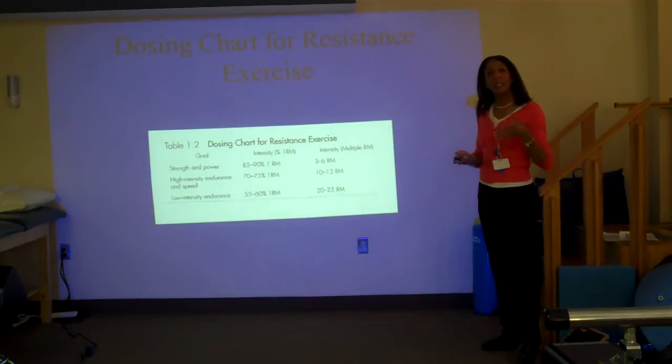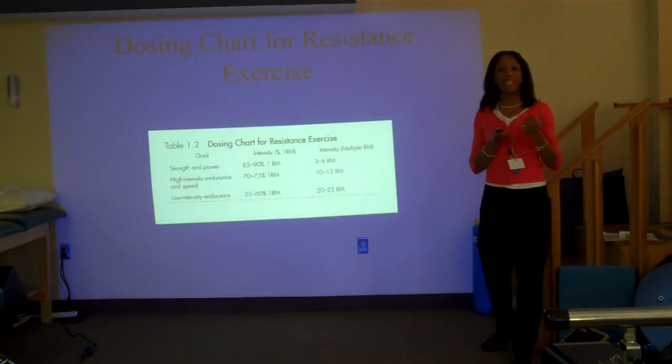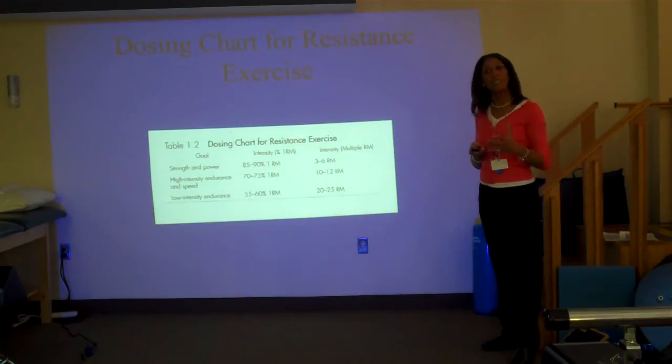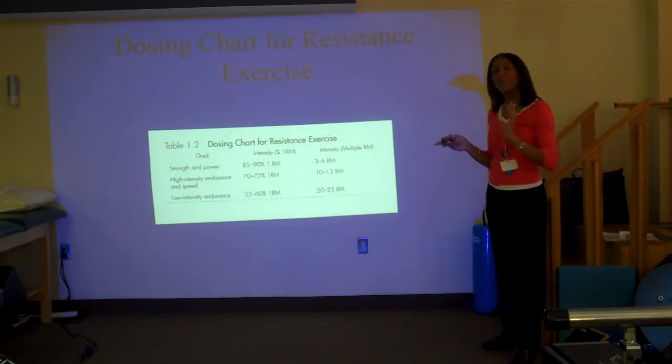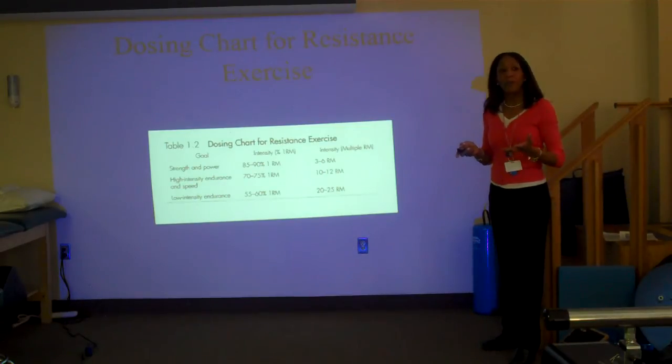And then with a low intensity endurance, which probably encapsulates a good percent of our patient population, some of them can do a lot more and some of them not so much, then we're looking at 55 to 60% of the 1 rep max, but you're looking at them to be able to do like 20, 25 reps maybe.